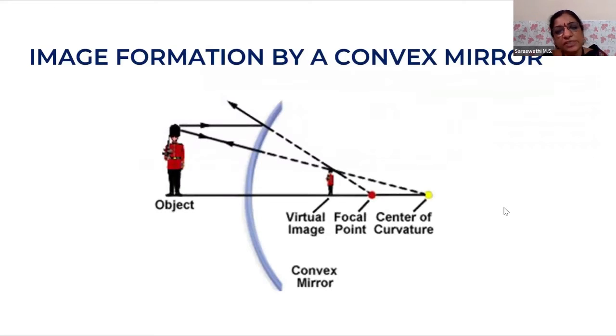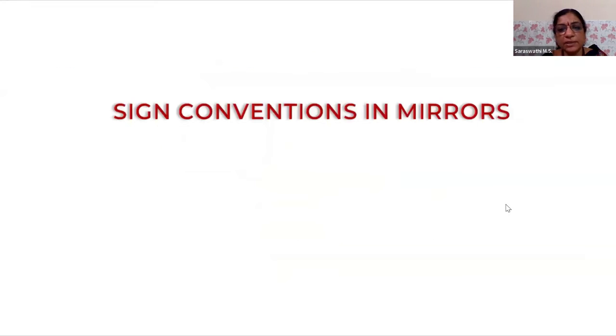So this is the image formation by a convex mirror, which I was talking to you about. The object is here. It appears to be diminished, virtual, erect, and this is the center. These are the points: the focus, the center of curvature, and the principal focus is here. This is point P, which is the pole of the mirror.